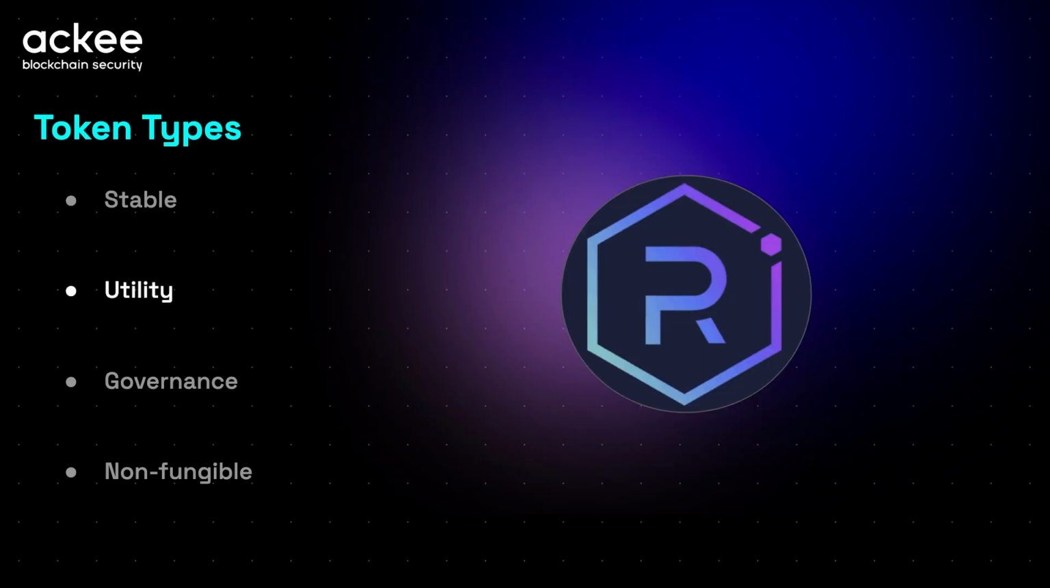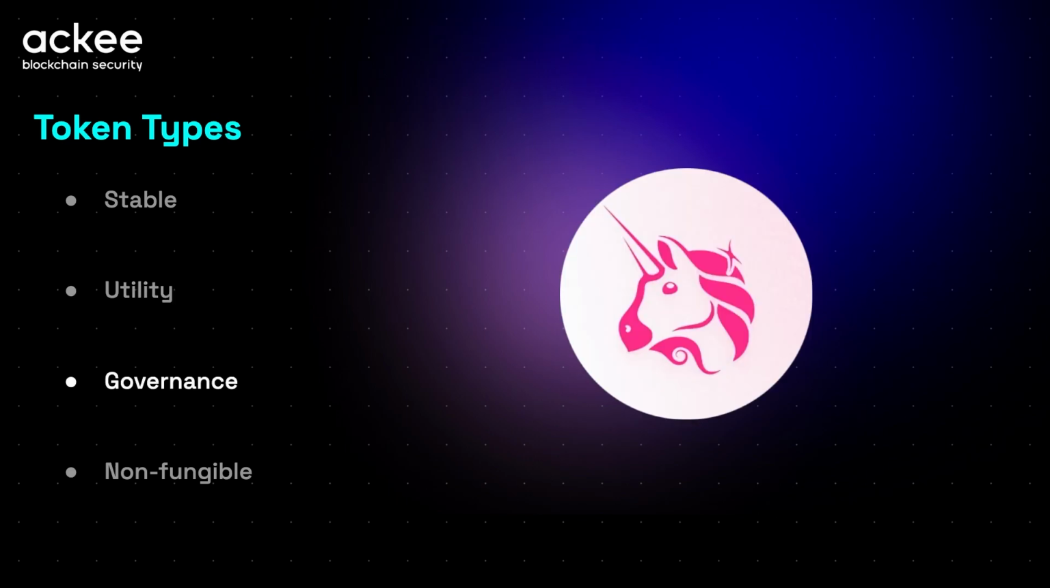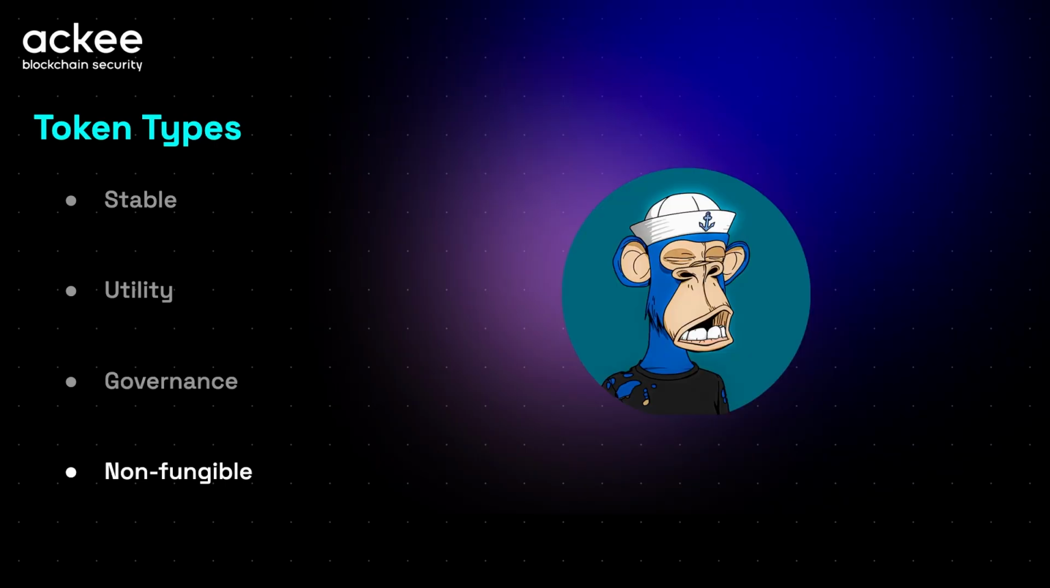Then there are utility coins, which provide their holders access to some services or features. Decentralized organizations can also issue governance tokens, which give holders the ability to vote on protocol proposals or upgrades. And the last example I have here are the notorious NFTs, or non-fungible tokens, which can be used to represent ownership of a unique asset. So for example, they could represent ownership of some kind of artwork.